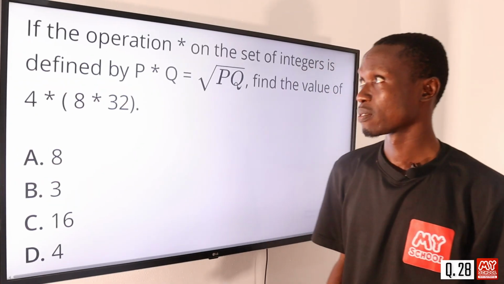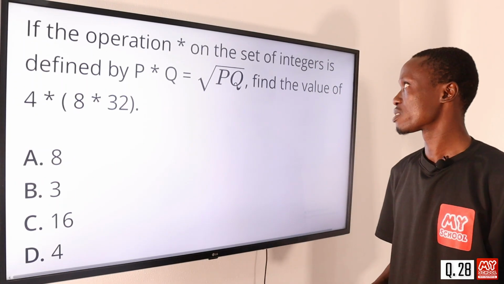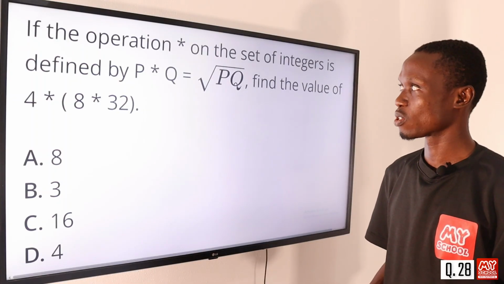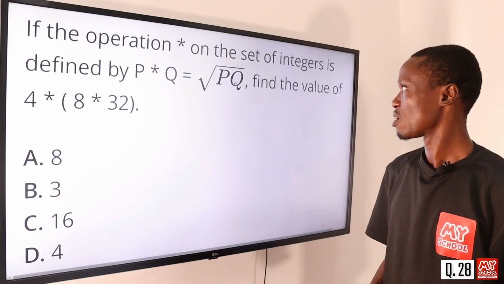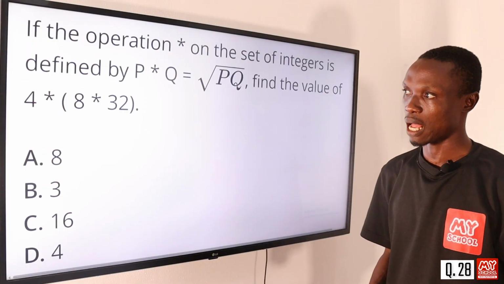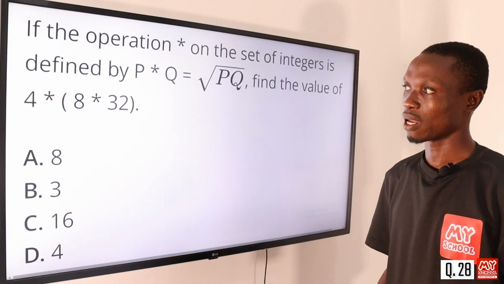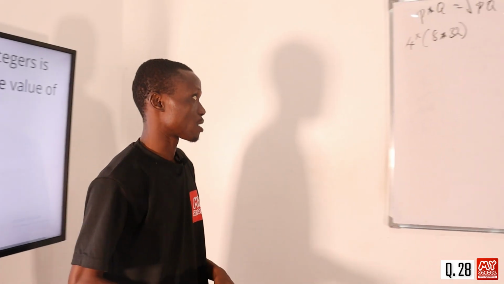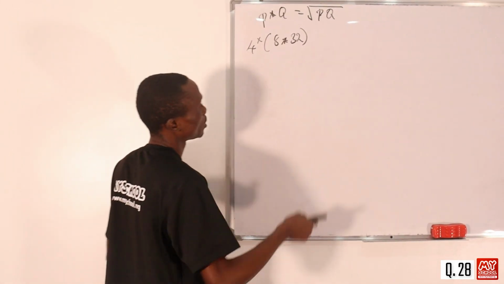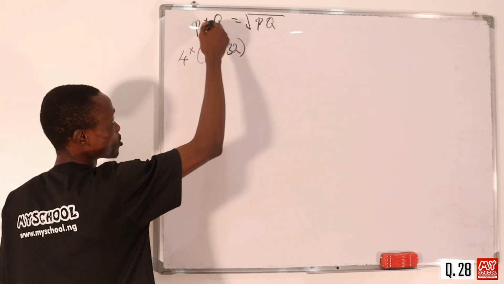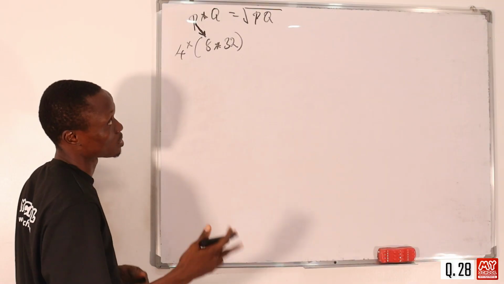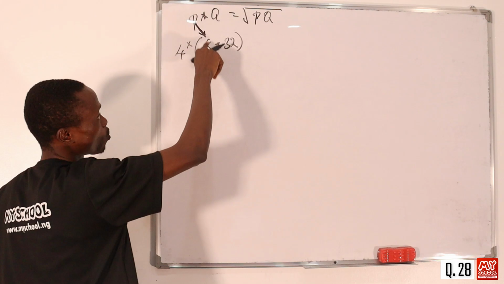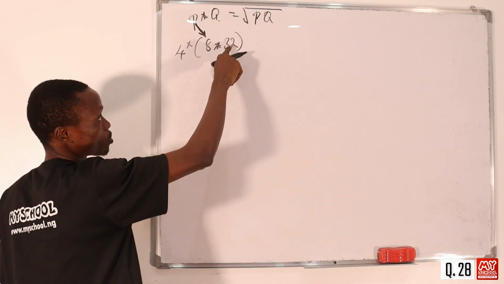Question 28. If the operation star on the set of integers is defined by p star q is equals to root pq, find the value of 4 star in bracket 8 star 32. So let's move over to the board to provide answer to this question. Basically, whenever you are given questions like this, just know that you solve this as if you are solving a problem on substitution. So the p here will be equals to 8 and the q here is equals to 32.